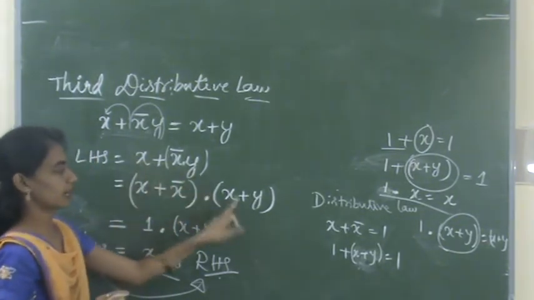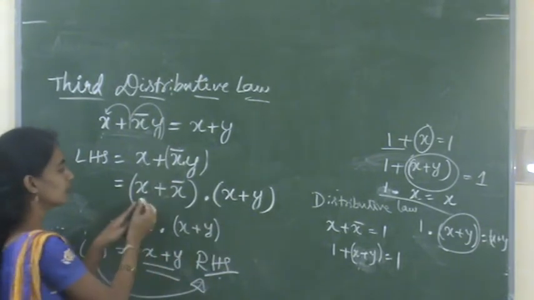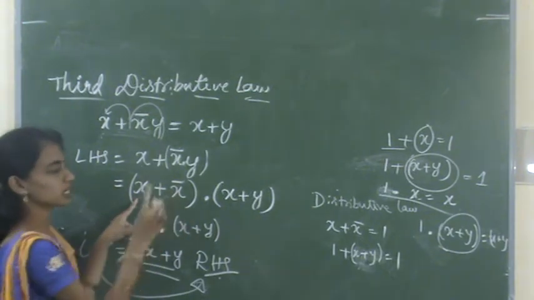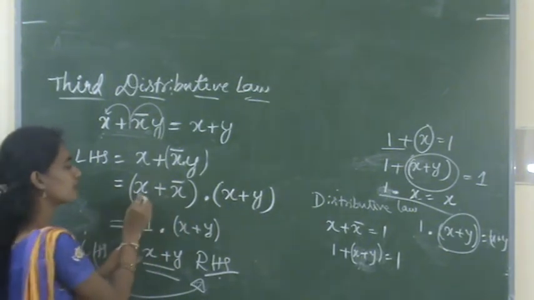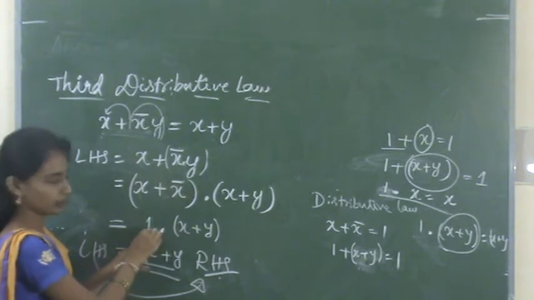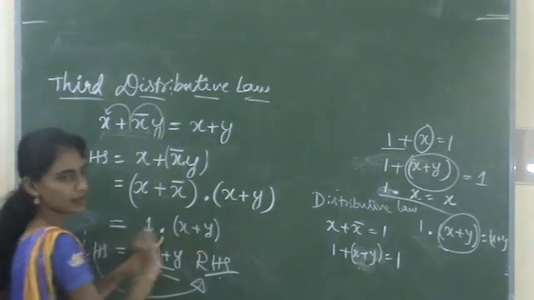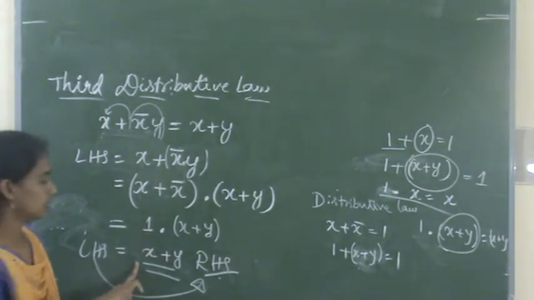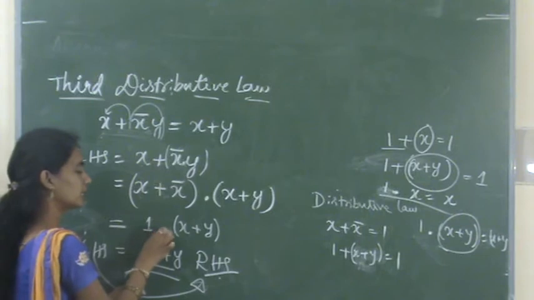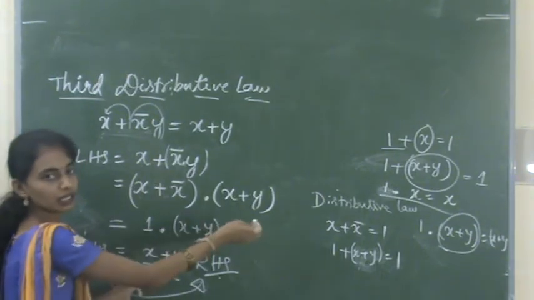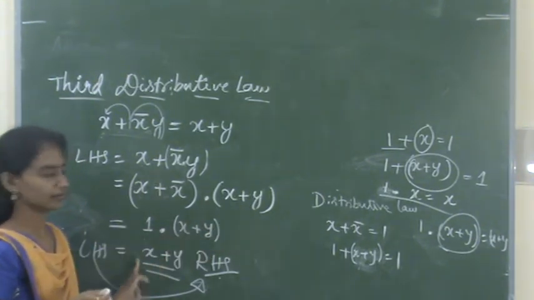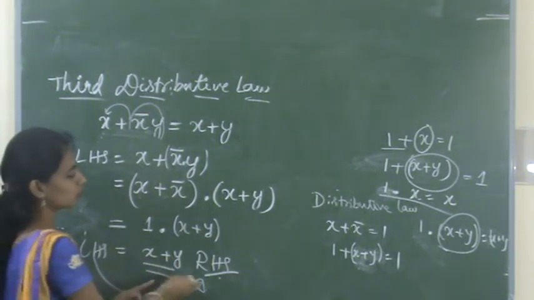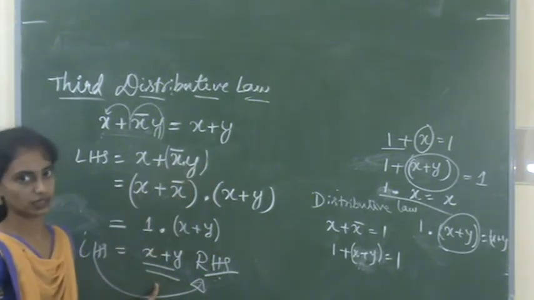Next, x plus y. Here we know that according to the complementative law, x plus x bar is equal to 1. So instead of x plus x bar I wrote 1, into x plus y as it is. Then we know that according to the property of 1, 1 into any variable gives the result as that variable, which variable we are taking. So that is the result. Hence we prove that LHS is equal to RHS.